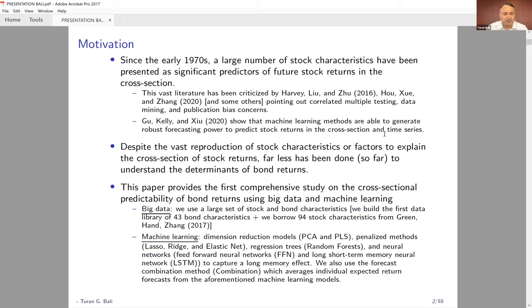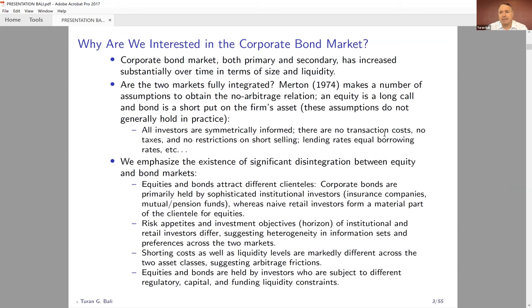So our objective is basically to replicate in a way Bryan's RFS paper for corporate bond returns, but then explain what is the source of return predictability in those two markets, bonds and equities. So why are we interested in the corporate bond market? Aside from the fact that corporate bonds are under investigated, this market has increased substantially over time in terms of size and liquidity.